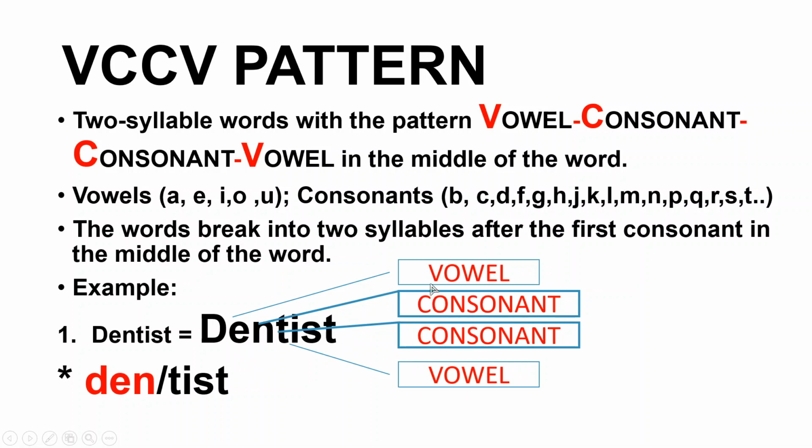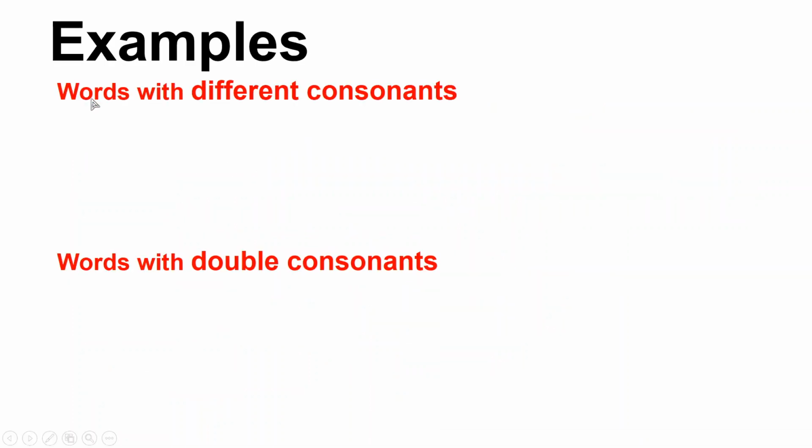Now, why is this important? This is important in how to read the sentence. So we have now this word, dentist. So dentist is actually a 2-syllable word. Why? Because den is the first syllable and tist is the second syllable. So we have dentist. Okay? So I'm going to give you right now 2 examples of words following the VCCV pattern. Okay? So first are the words with different consonants, and second we have words with double consonants.